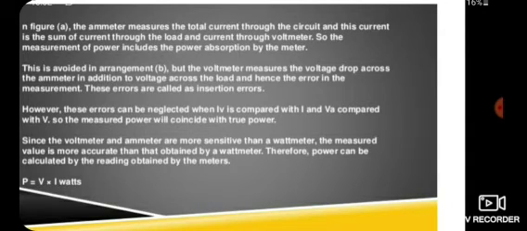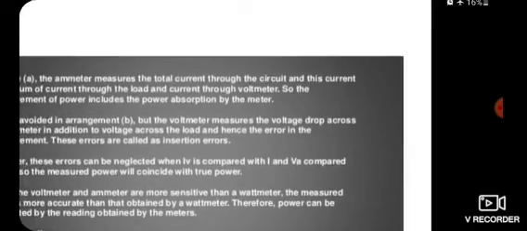However, these errors can be neglected when I_V is compared with I and V_A is compared with V. So, the measured power will coincide with the true power. Since the voltmeter and ammeter are more sensitive than a wattmeter, the measured value is more accurate than that obtained by a wattmeter. Therefore, power can be calculated by using the meters. P is equal to V into I, and the unit is watts.